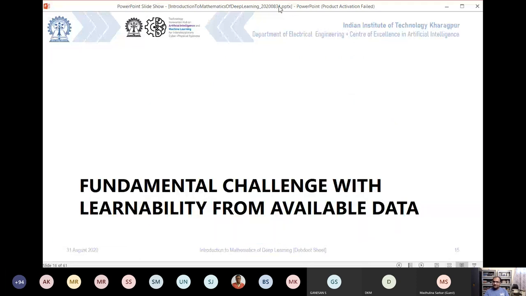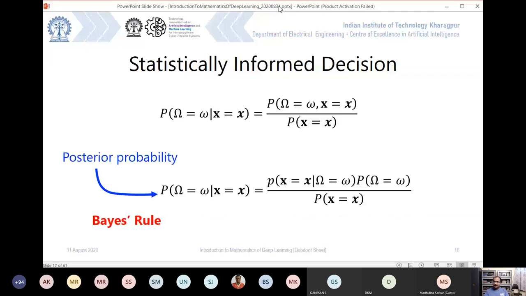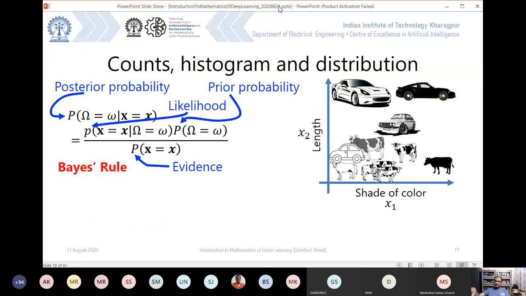Now, we'll start with this first part on what is the fundamental challenge with learnability from available data. The first question which we had started with was essentially to solve this Bayes equation, and there we need to have a way of estimating posterior probability given likelihood, prior and your evidence. And this was a question which I was asking, that given this kind of a distribution, are you really able to do it? Now, first thing, if we start with this one, is that I can count how many classes are there. The first and foremost is we know what are the classes present.